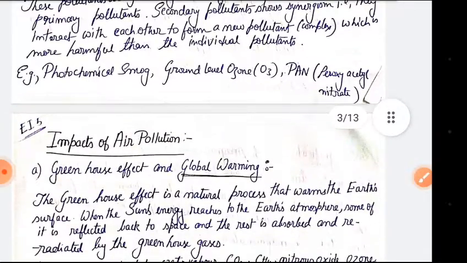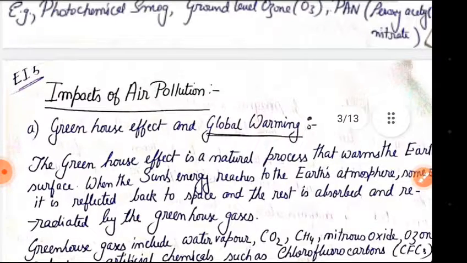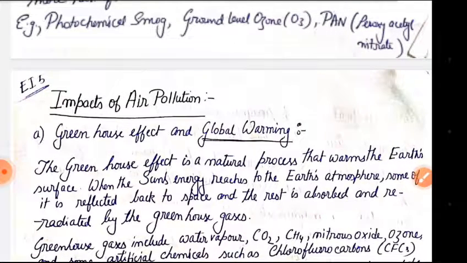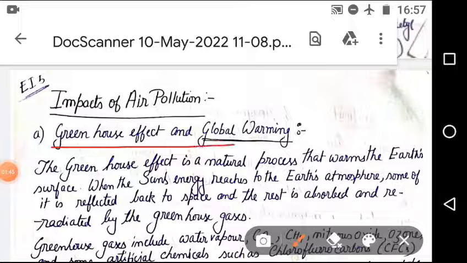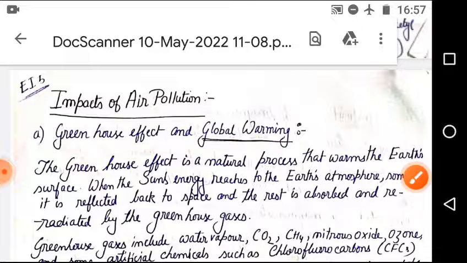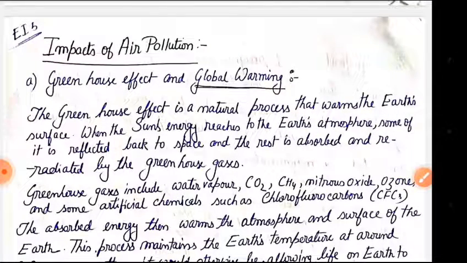So the impacts of air pollution. What are the impacts? You can say effects, right? Effects of air pollution. The first impact that we can see, the first effect, is your greenhouse effect and your global warming. Greenhouse effect is what we have to discuss here first. Those who are not aware of this background, because most of the students are not from a science background.